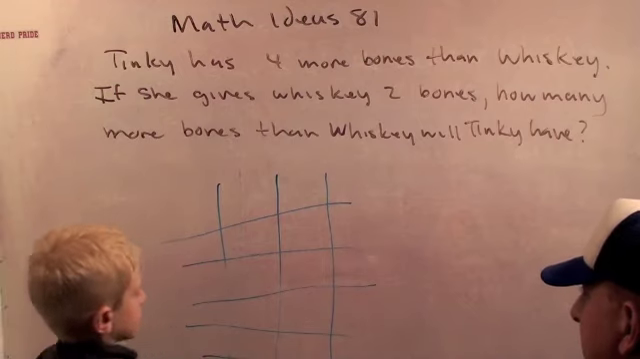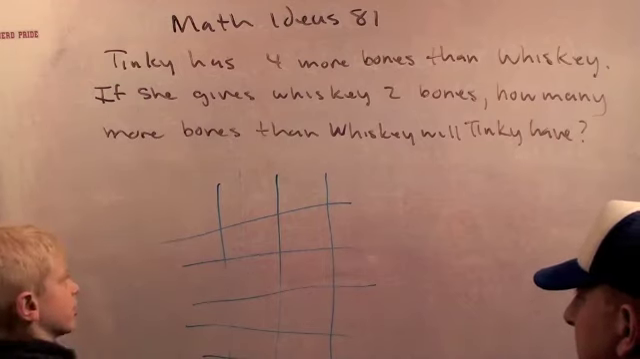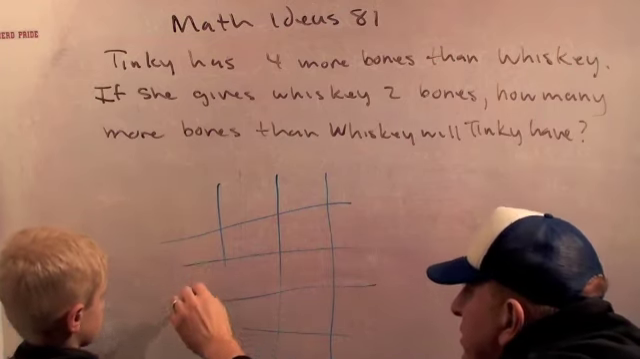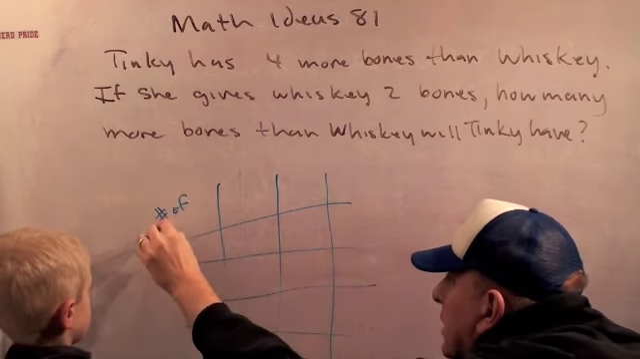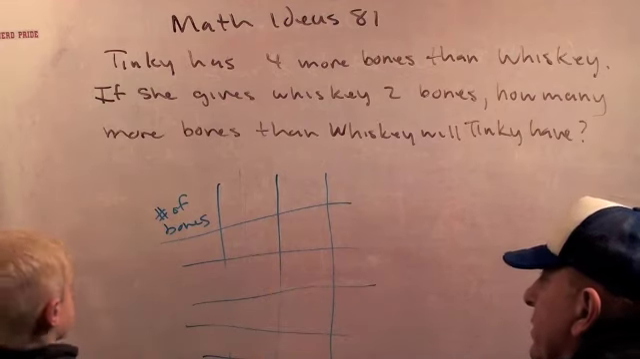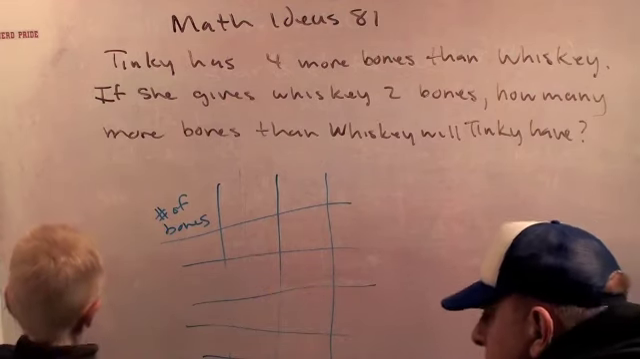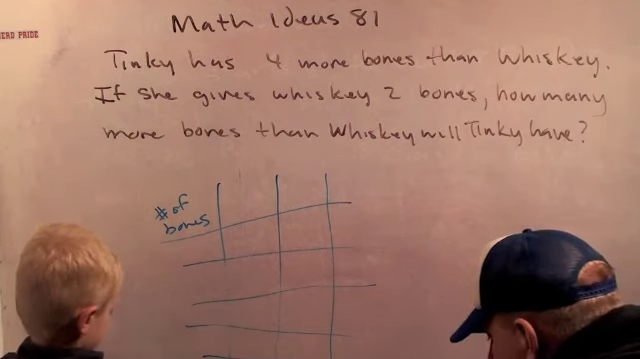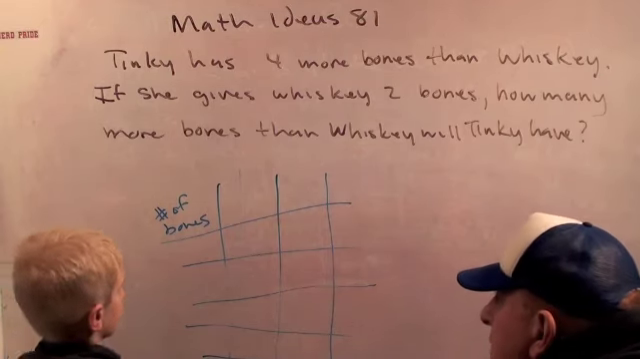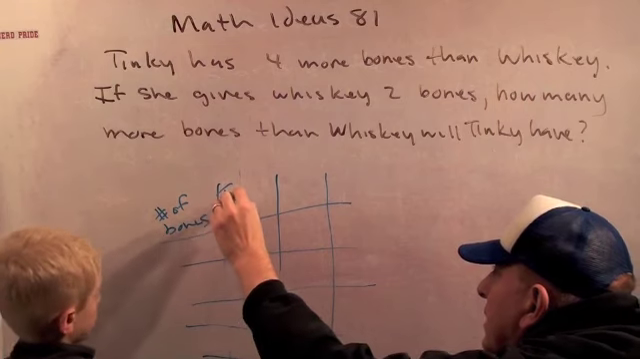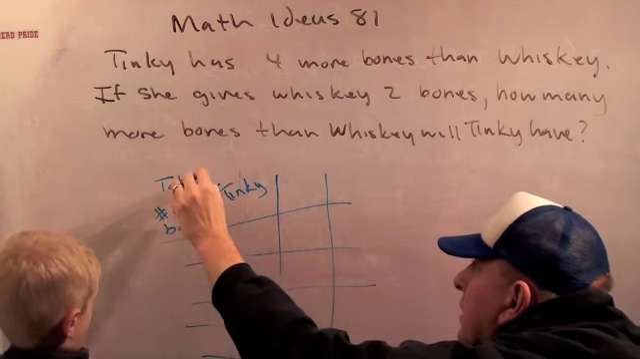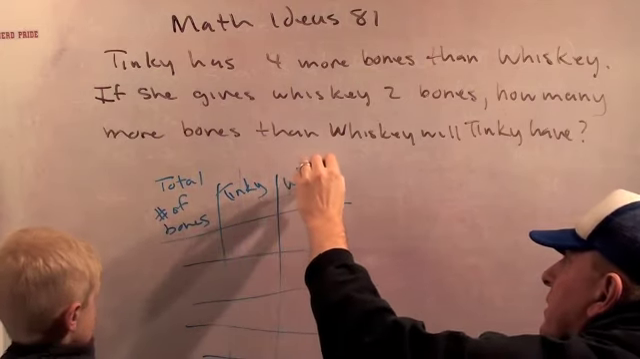Okay. What do you want to be in the rows of your chart? Number of bones. Okay. So we'll call this the number of bones. And then what's going to be in this column here? How about Tinky? This is the number of bones Tinky has. How about this will be the total number of bones, and this will be the bones Whiskey has.